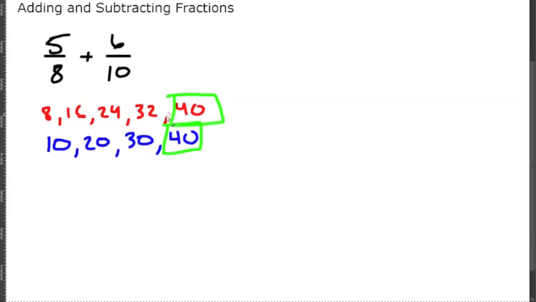And I knew to stop at 40 because anything multiplied by 10 will have a 0 at the end of it. So that's a trick to know. Just get familiar with the numbers. Now, to get from 8 to 40, we multiply by 5. So whatever we do to the denominator, we have to do to the numerator to keep the fraction value equivalent. So 5 times 5 is 25, and 8 times 5 is 40.